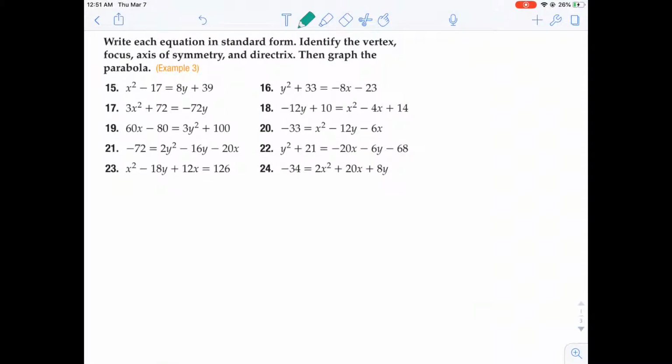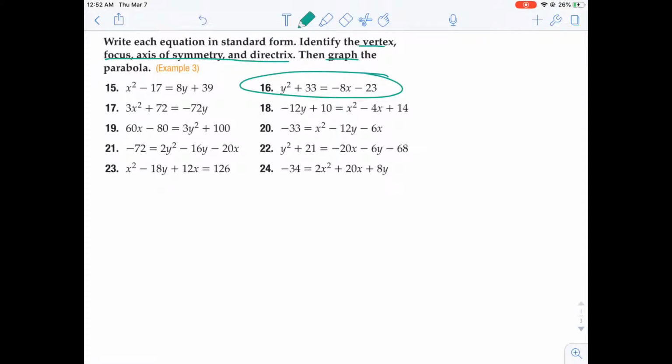Hello, in this video I am going to show you how to write the equation of a parabola in standard form, and then we're going to identify the vertex, focus, axis of symmetry, and directrix to then graph it. So we're going to do number 16 right here. y squared plus 33 is equal to negative 8x minus 23.